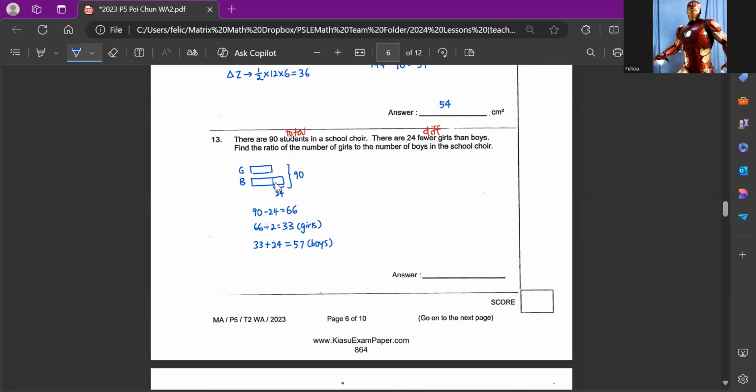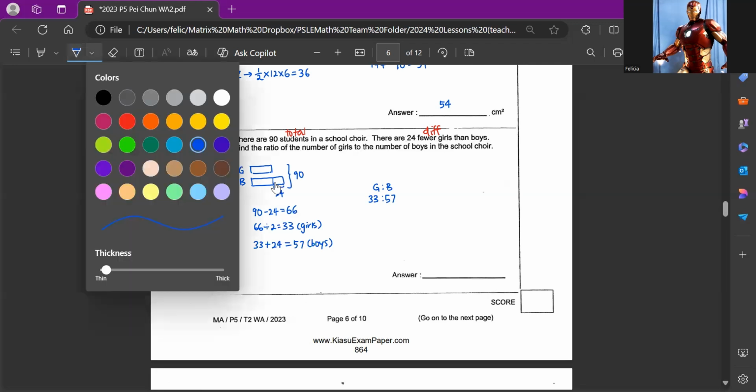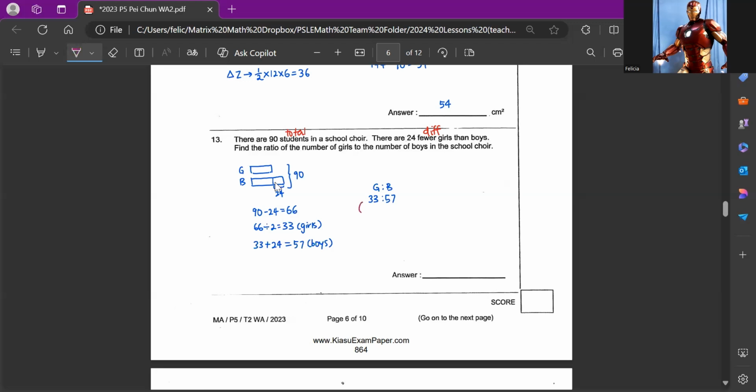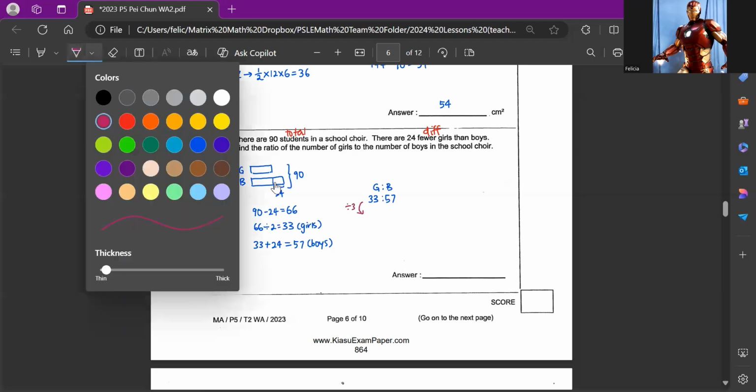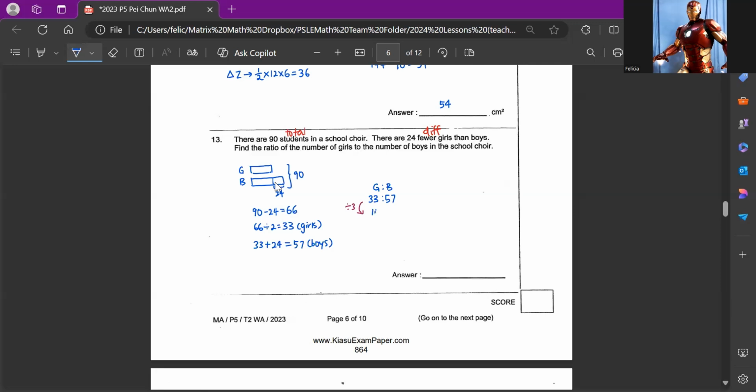So now you can write out a ratio of girls to boys, 33 to 57. And I believe this is the simplest form already. Oh, sorry, this is not the simplest form yet. Both numbers can divide by 3. I just noticed. Okay, both numbers can divide by 3 because 3 is also a factor of 57. So 11 to 19.